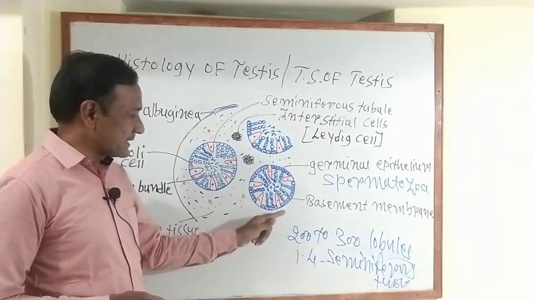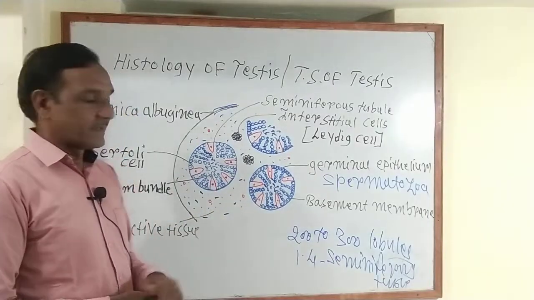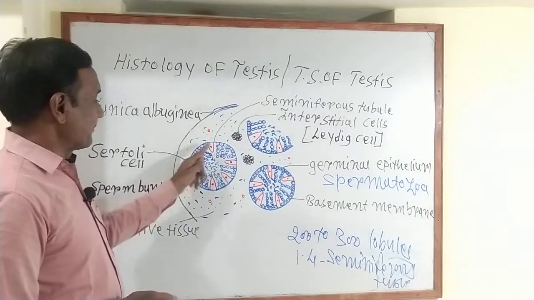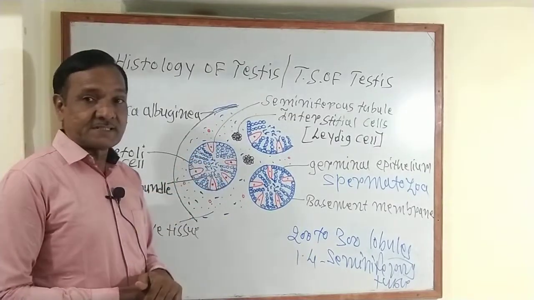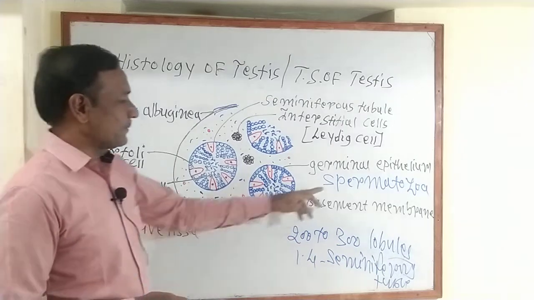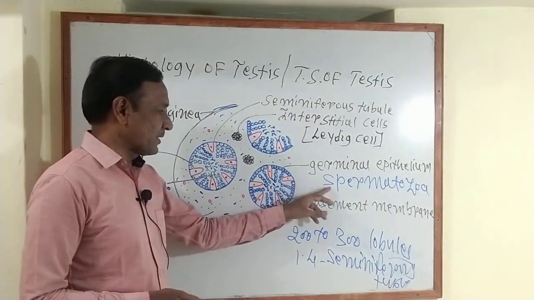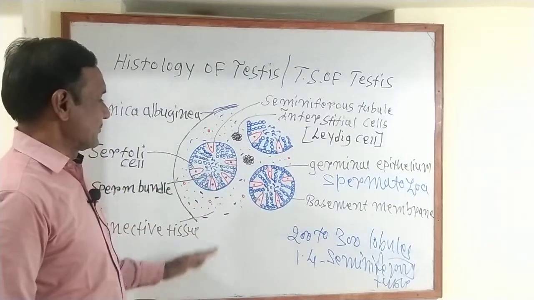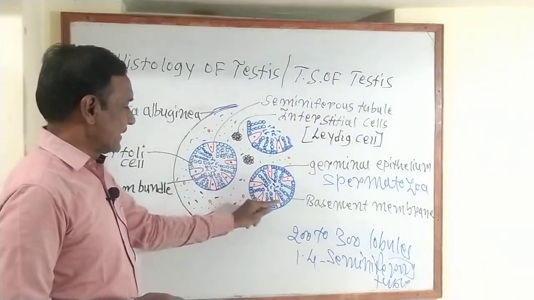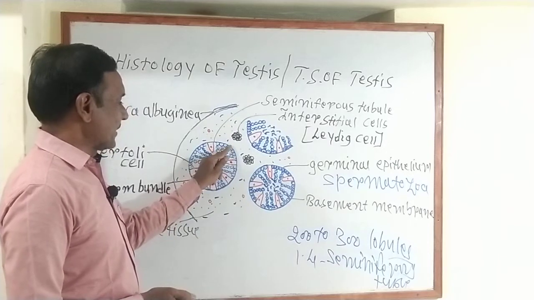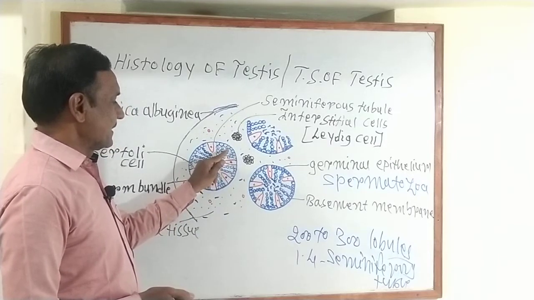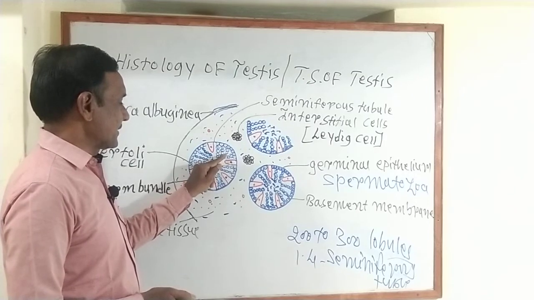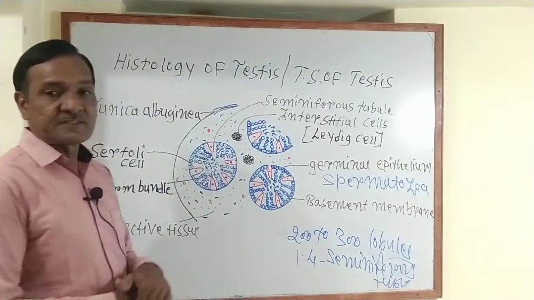Now, in each seminiferous tubule, various stages of development of spermatogenesis or spermatozoa can be seen. Which are these? The spermatogonial cell, then primary spermatocyte, secondary spermatocyte, spermatids and sperms.